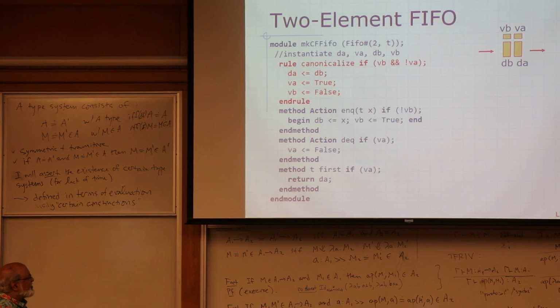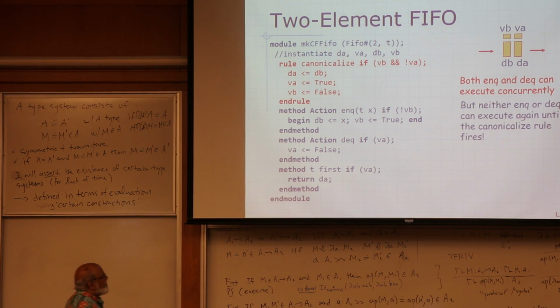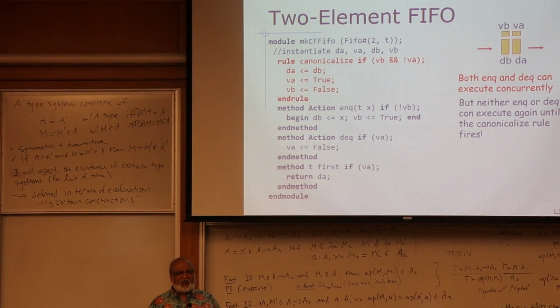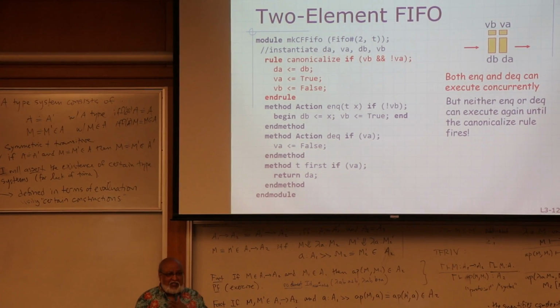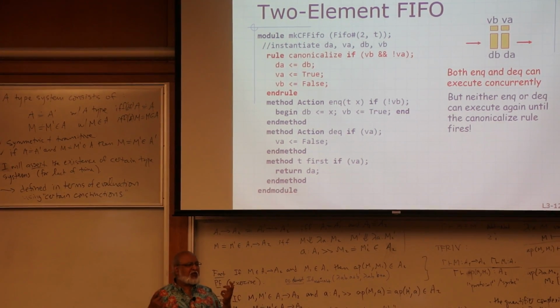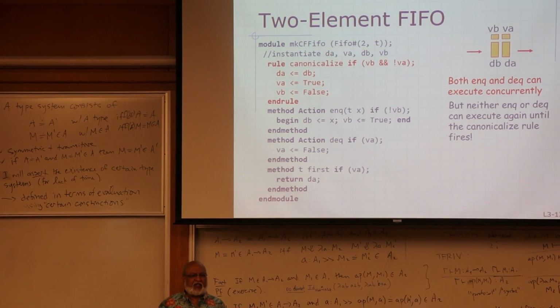Okay, if you do this, now tell me, can both NQ and DQ be enabled together? Yes, right? They can both execute concurrently. But neither NQ nor DQ can execute again until the canonicalize rule fires. Because if I did NQ and DQ, from outside I can't tell anything, but internally something has to happen, some transition, before I can NQ and DQ again.